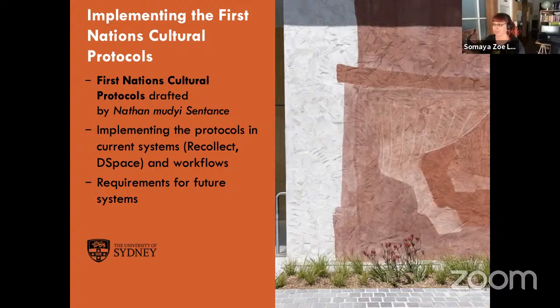One of our immediate challenges is this. Our colleague Nathan Moody-Sentence has drafted the library's First Nations cultural protocols. Ryan, myself and our team need to take this document, which is the theory, and turn it into practice by implementing it in our processes, workflows and existing front-end systems like our Recollect Digital Collections repository, our DAMS, or our DSpace open access repository. But what does that really mean?